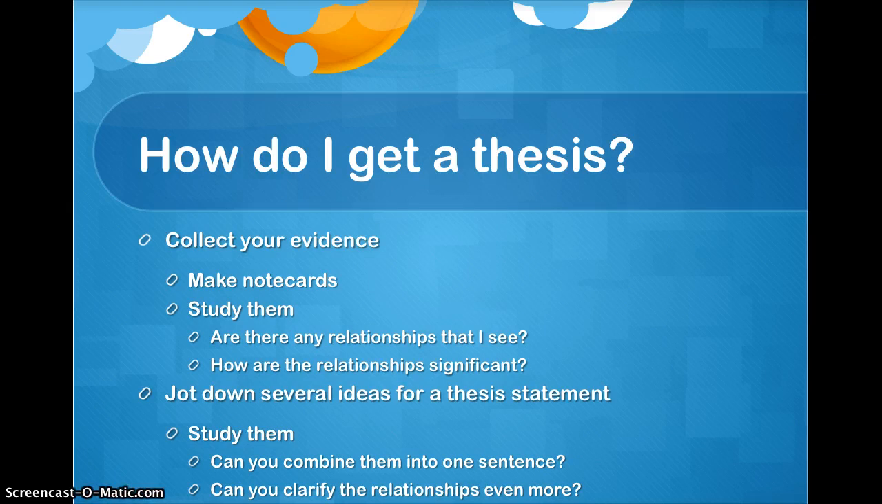make big topics, and then I can study them and I can go, okay, this is the basic idea of Christianity. So when you jot down your ideas, you're going to, again, study them. Now, I don't mean spend 10 minutes. I mean, stare at them for a little bit, think about how they all work together, and try to condense things down into one sentence. And when you read that sentence, ask yourself, did you clarify the relationships more or less than you thought you had before?